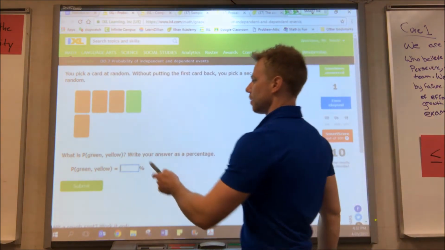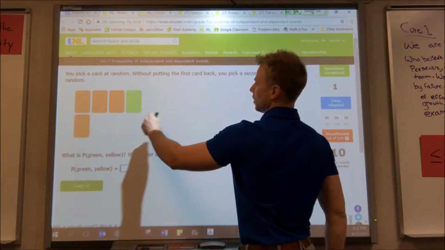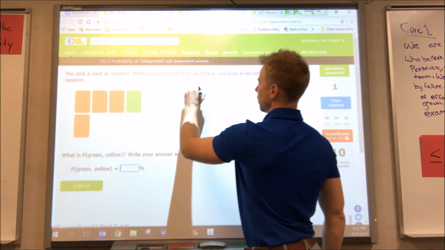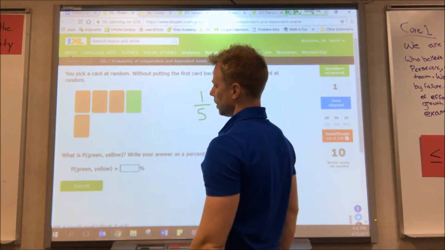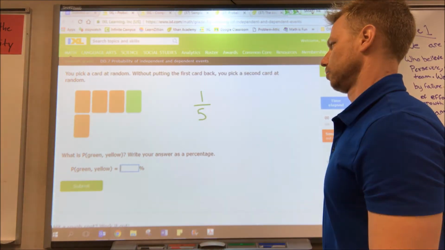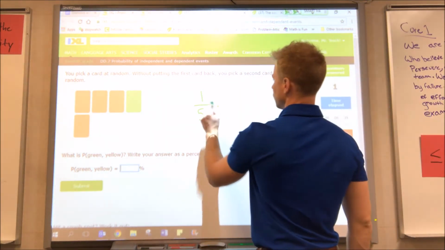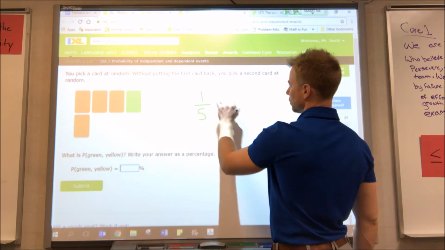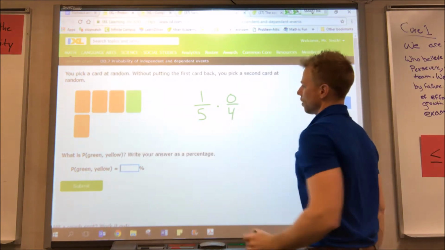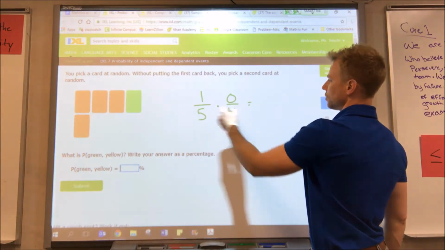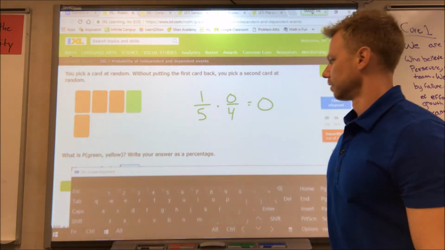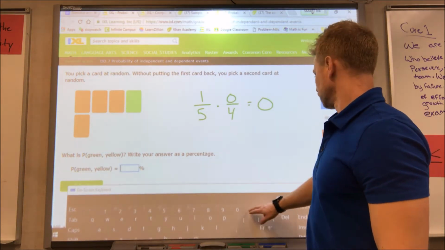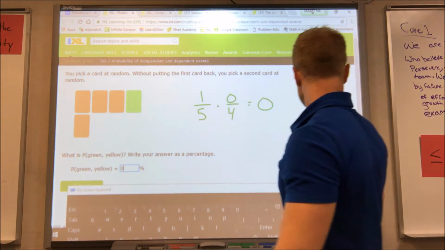All right, so we want the probability of green. We have 1, 2, 3, 4, 5 cards, so it's 1 out of 5. Then the probability of yellow, which there aren't any yellow, so that would be just 0 over 4. Well, 0 times anything is 0, so it would just be 0%. So let's plug in 0.